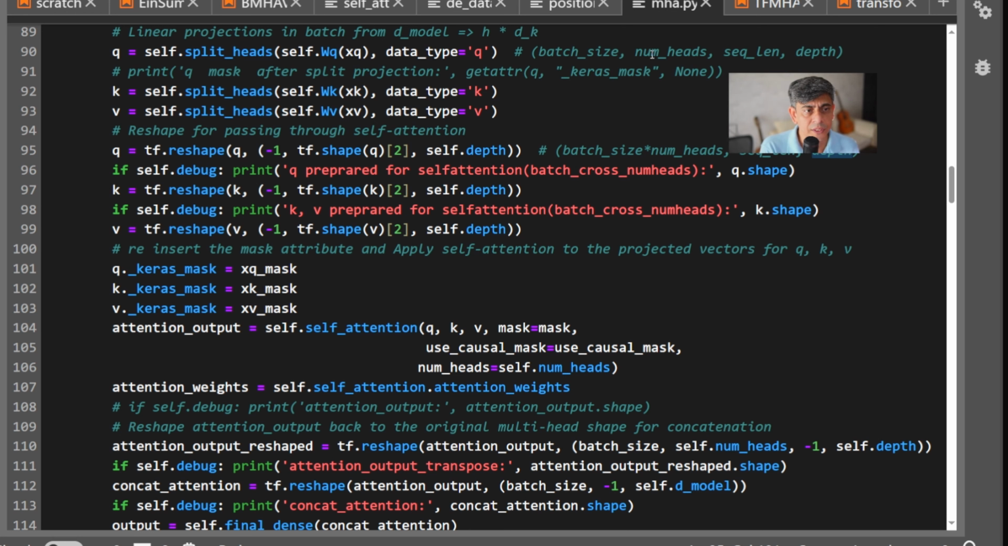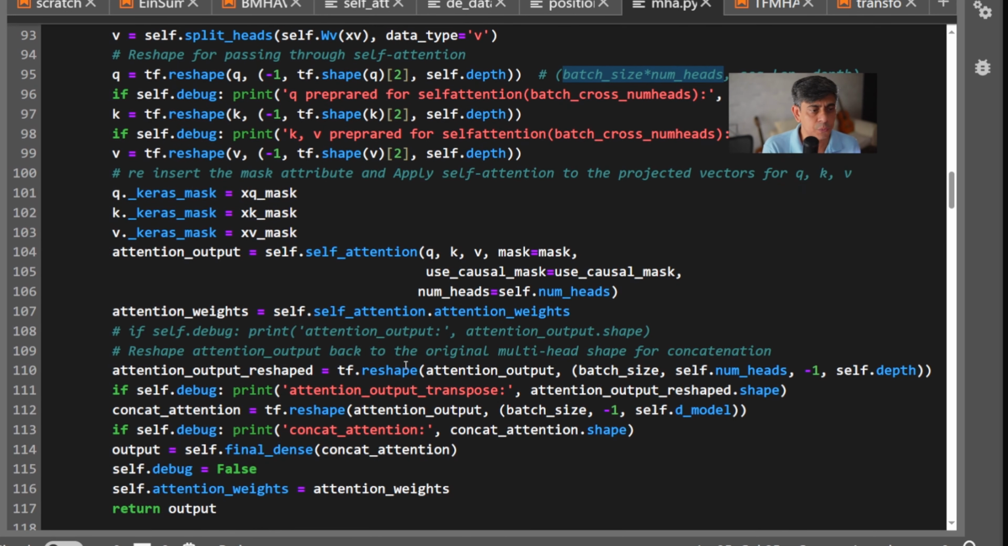Therefore, what we are doing is multiplying the batch size and number of heads and passing it as if this is a batch. Self-attention will do the attention calculation based on this entire lot. After you receive the attention output from the self-attention, you will again reshape them at this line, reshaped, to make it batch size, number of heads, sequence length and depth.